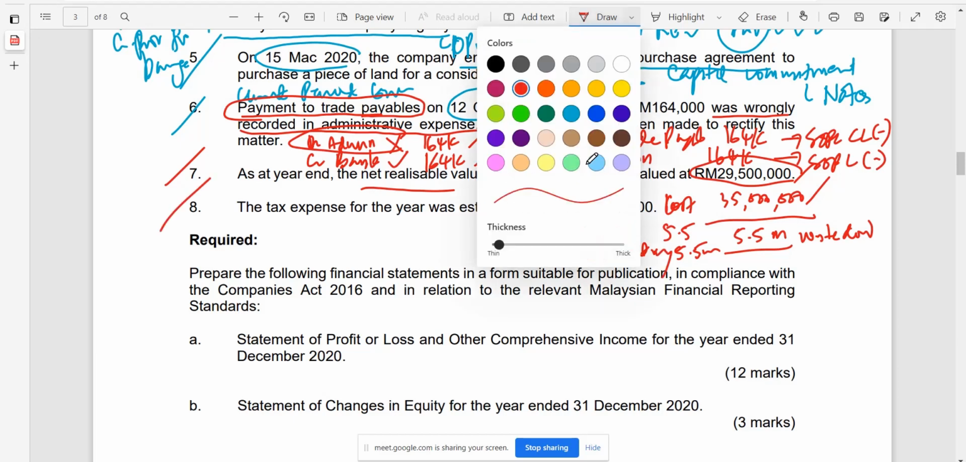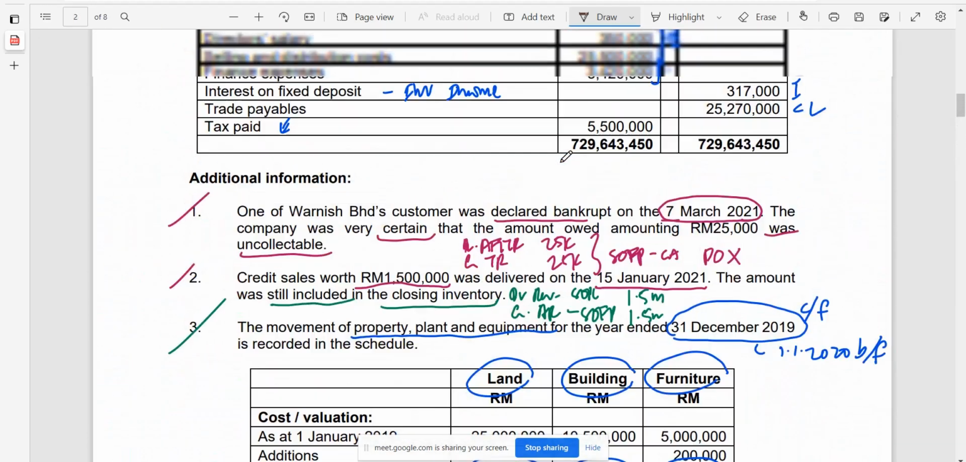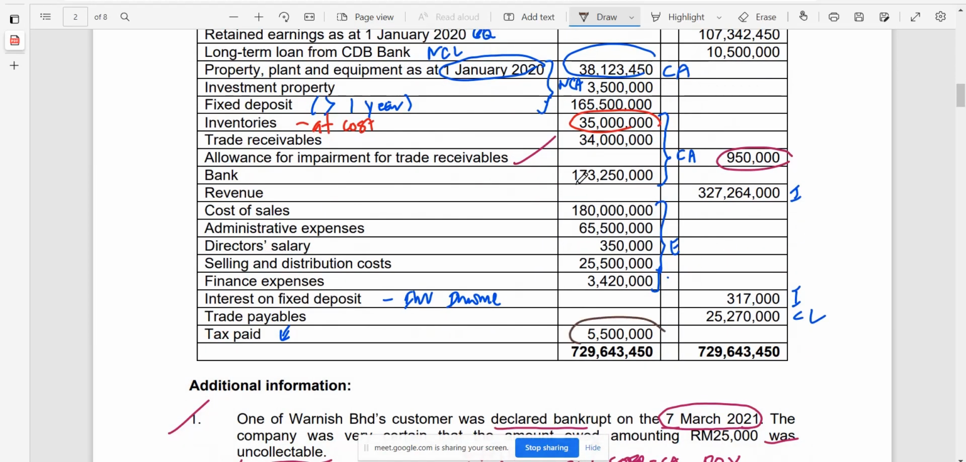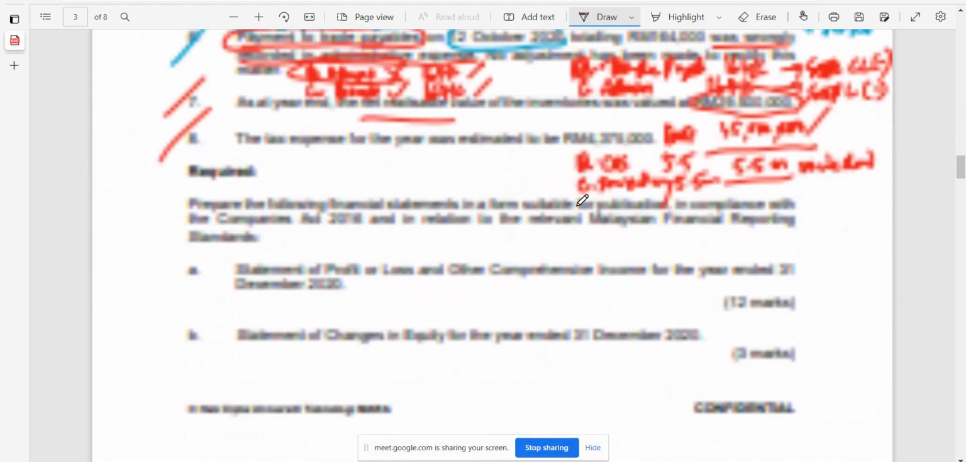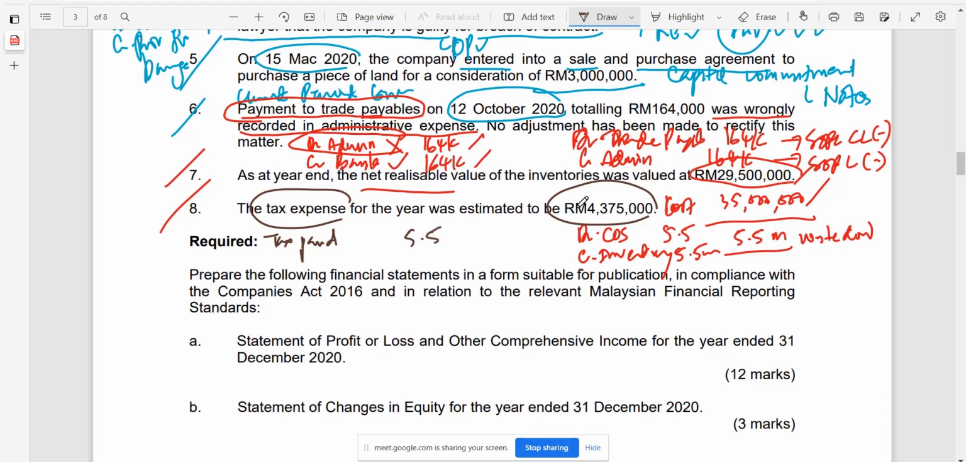You are informed the tax to be confirmed at 4375 tax expense. Go and find out what is your tax paid. So if you check your trial balance, the tax paid was given here 5.5. You have overpaid the tax by how much? So you can see that tax paid was 5.5. Tax expense was 4.375. So the difference is how much?